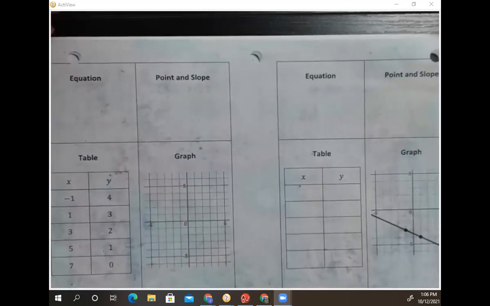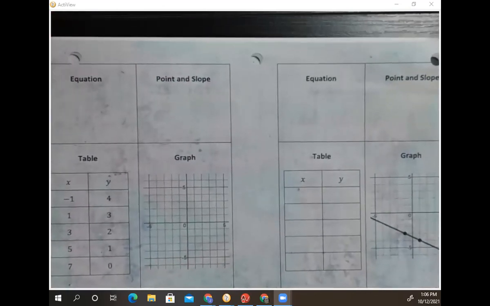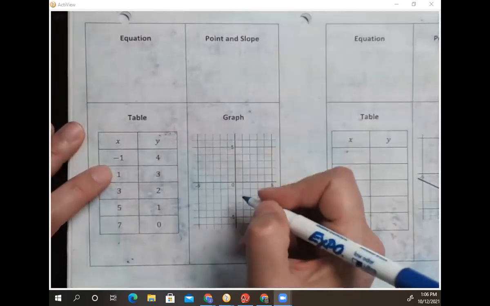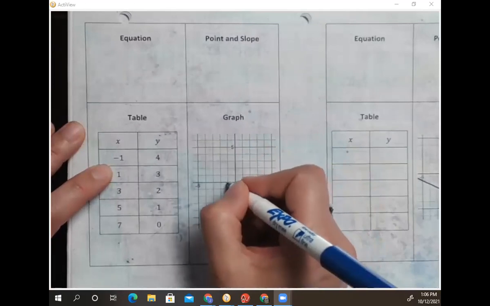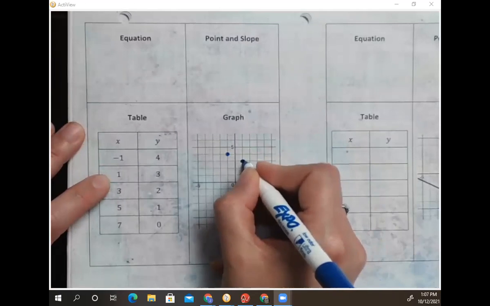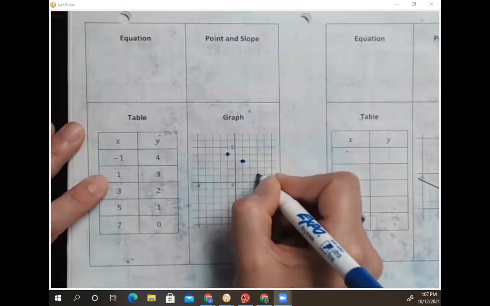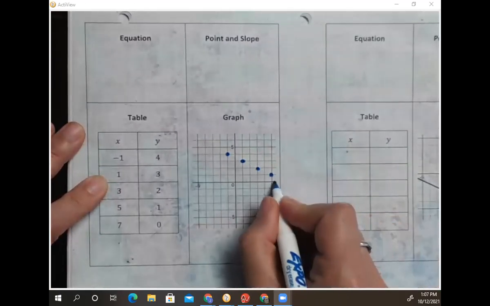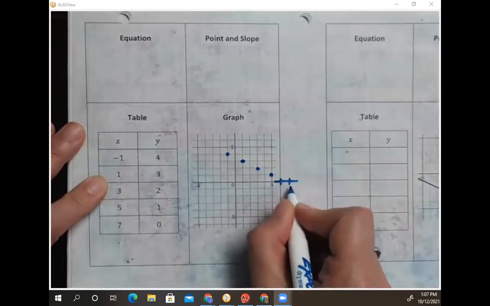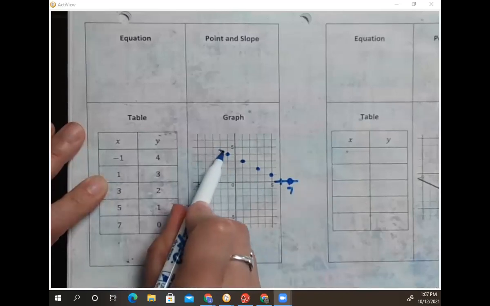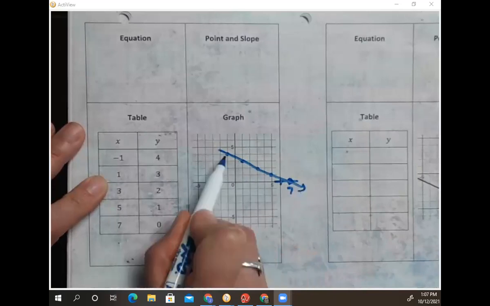On the next page, we're going to start with a table this time. The nice thing about having a table is that tables are easy to graph. So I'm going to plot the points from my table. I've got -1, 4, 1, 3, 3, 2, 5, 1, and then this is off my graph just a little bit, but 7, 0. Plot my points, connect them, and throw those arrows on the end.